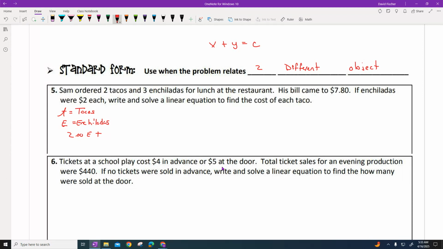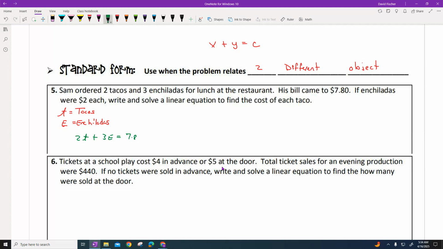We don't know the cost of a taco. So I'm going to put T here. Oh yeah, he bought 2 tacos. Wait. Let's back it up here. Sorry. Back up here, he bought 2 tacos. So we got 2 T's plus, and he bought 3 enchiladas, 3 E's. And that equals the total amount of money I spent, which is $7.80.